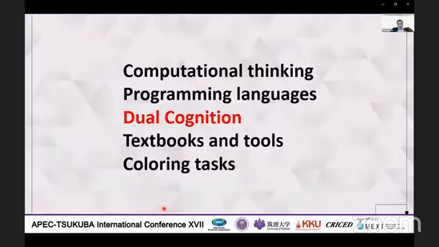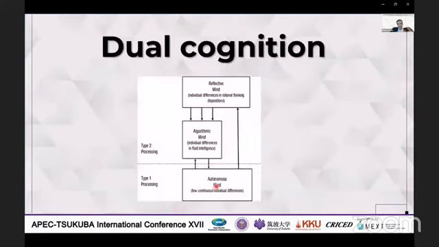Now, dual cognition. In computational thinking and mathematical thinking, you need to understand cognition, what it is. And we see the standard model now. There's one processing that is automatic, autonomous, very fast. It's the Kahneman model. The Nobel Prize winner just died a month ago. The other processing is more conscious, and the conscious part has an algorithmic mind and a reflective mind.